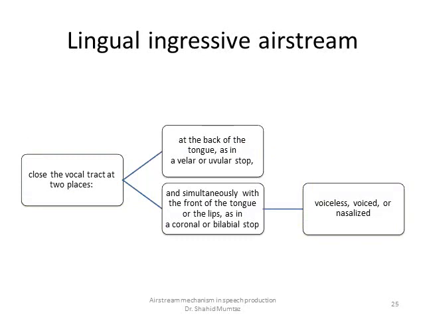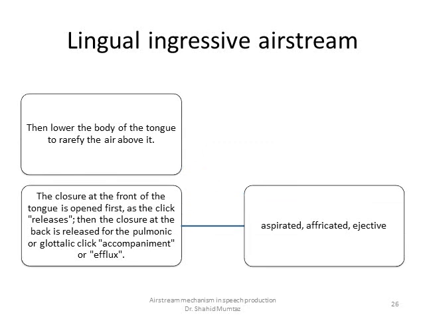To produce a lingual ingressive airstream, first close the vocal tract at two places: at the back of the tongue, as in a velar or uvular stop, and simultaneously with the front of the tongue or the lips, as in a coronal or bilabial stop. These holds may be voiceless, voiced, or nasalized. Then lower the body of the tongue to rarefy the air above it.